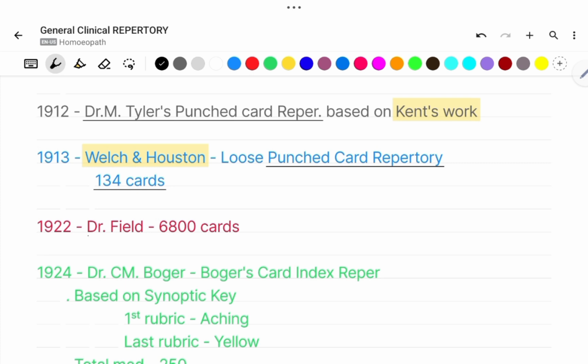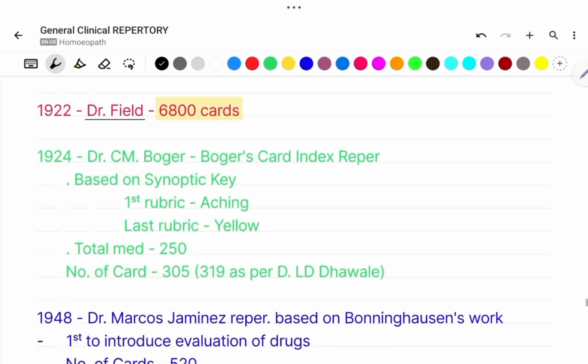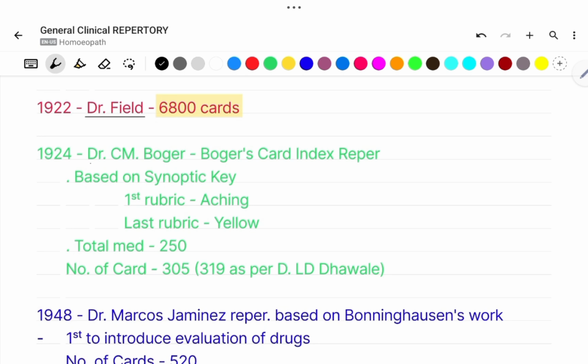In 1922 Dr. Field card repertory came, which contains 6,800 cards. Then in 1924 Dr. C.M. Boger's card index repertory came, which was based on synoptic key. And the first rubric of this repertory was aching and the last rubric was yellow. Total number of medicines in this repertory 250 and total number of cards 305, but as per Dr. L.D. Dhavle it was 319.